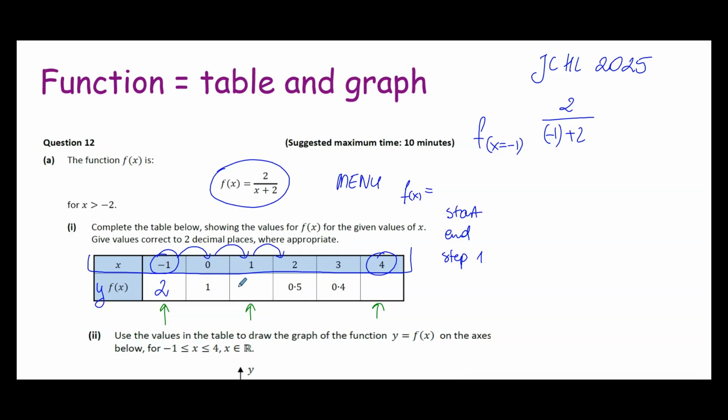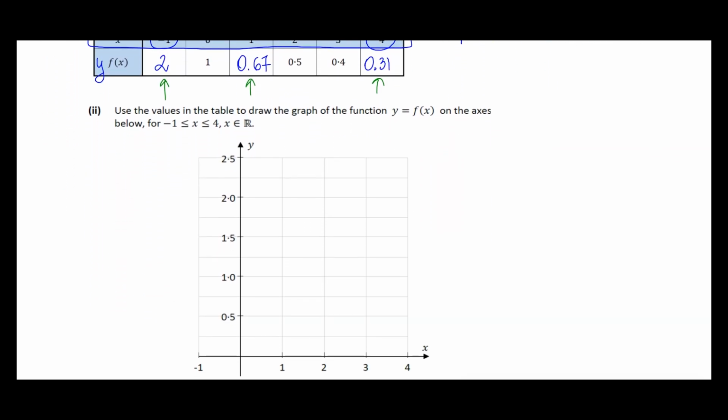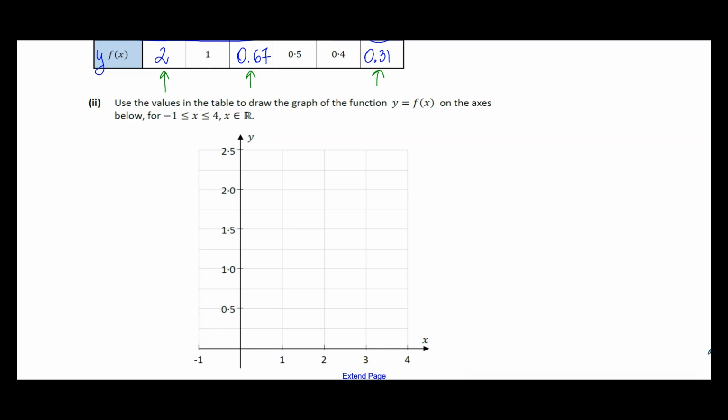So we should have 2 here, 0.67, and then at the end 0.34. Remember, 2 decimal places.